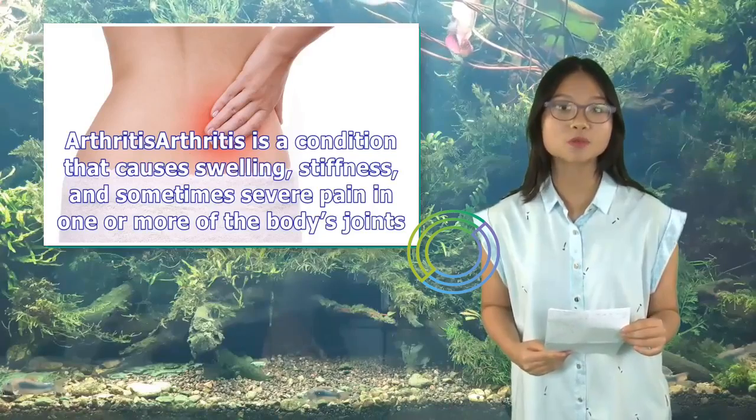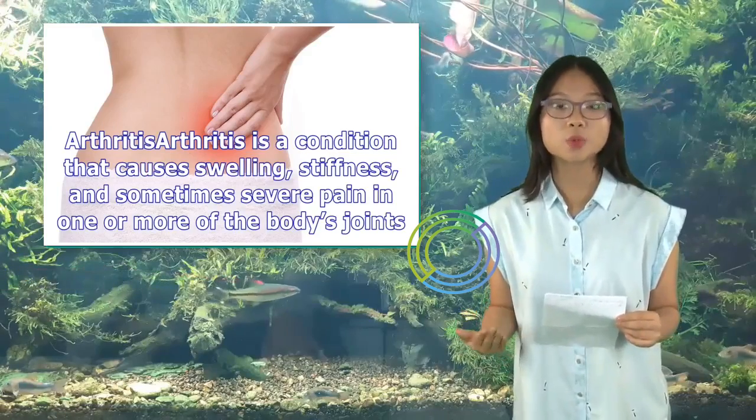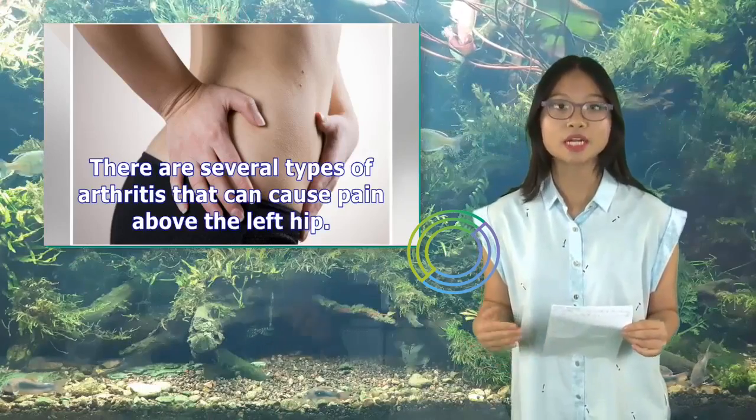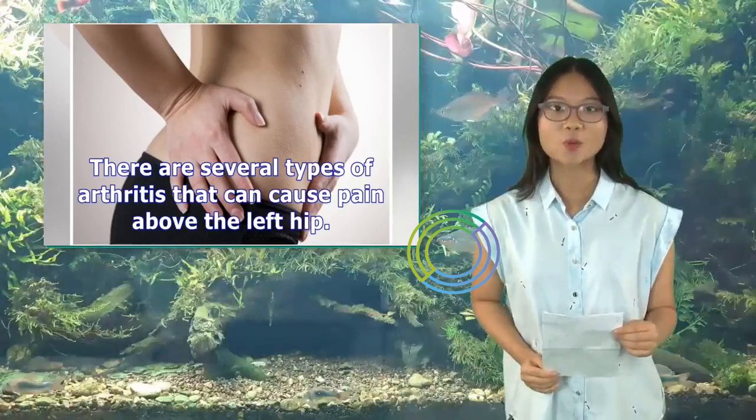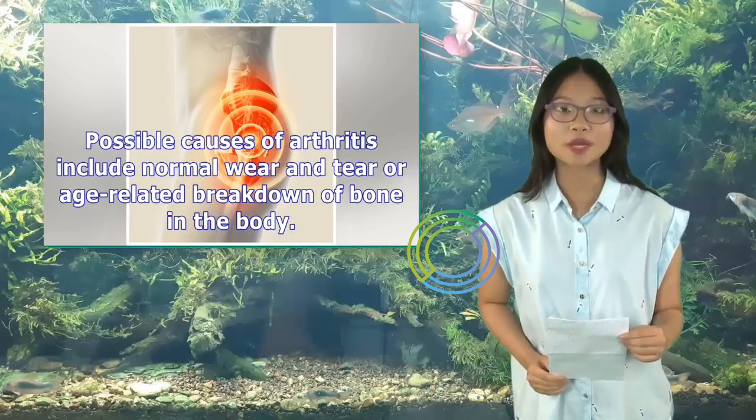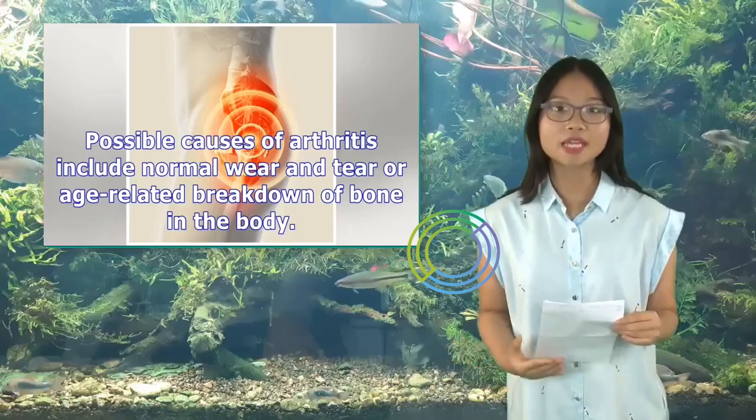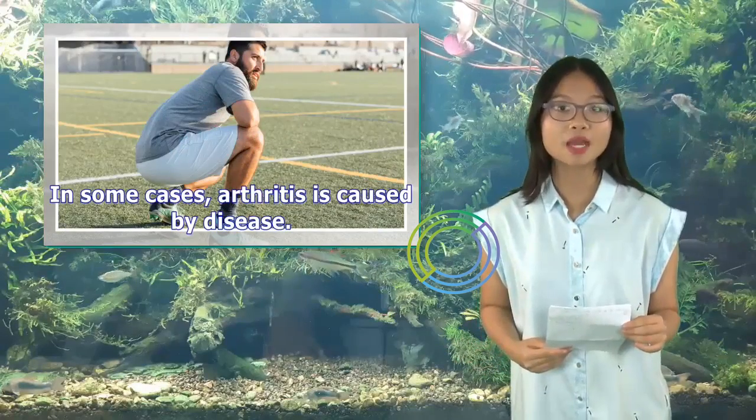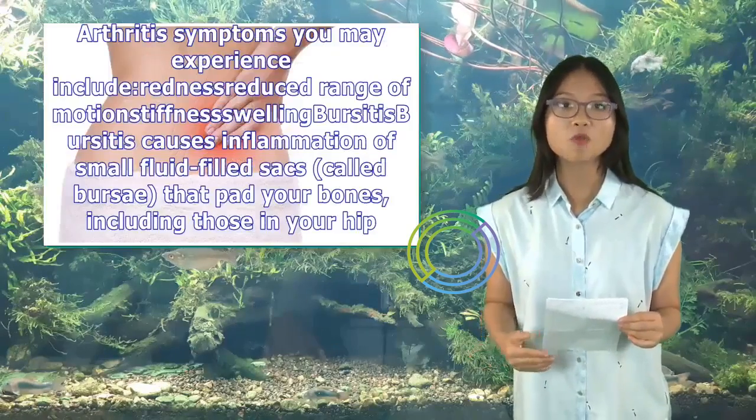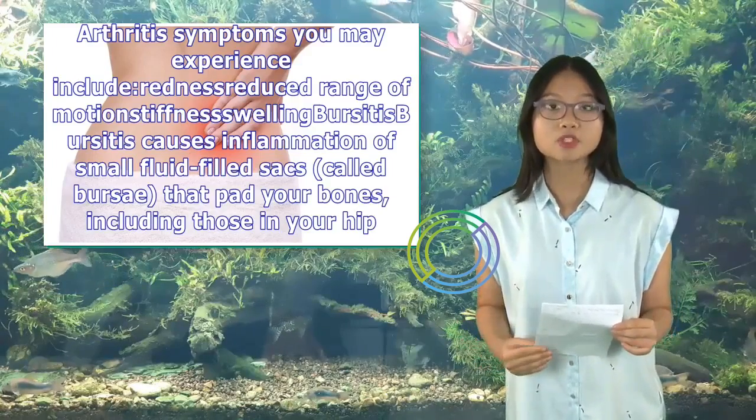Arthritis. Arthritis is a condition that causes swelling, stiffness, and sometimes severe pain in one or more of the body's joints. There are several types of arthritis that can cause pain above the left hip. Possible causes of arthritis include normal wear and tear or age-related breakdown of bone in the body. In some cases, arthritis is caused by disease. Arthritis symptoms you may experience include redness, reduced range of motion, stiffness, swelling.